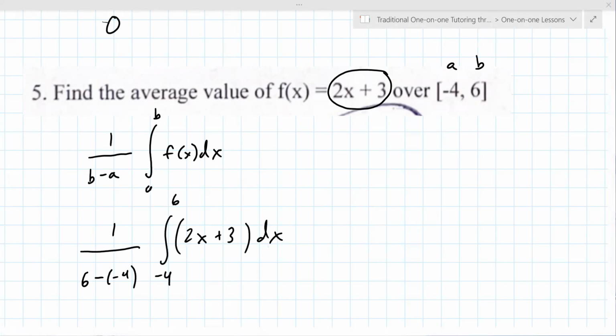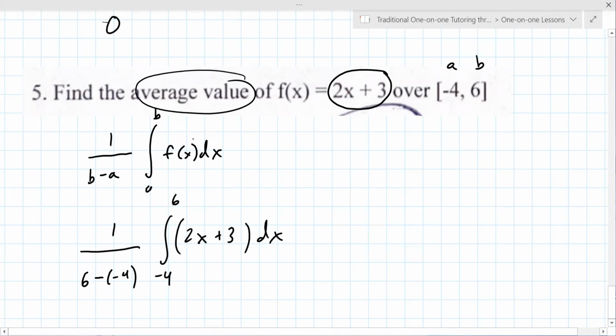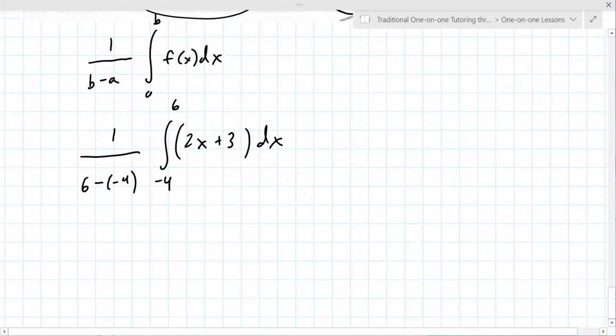I think I got 1 over b minus a, but I don't think I did the integral part right, maybe. Right. So average value is just a way of saying find the integral, but then it truly is an average because the distance between these 2 points is 10. So it's dividing the total area by 10. How do you do the integral of that? Okay, so this is 1 over 10 out front.